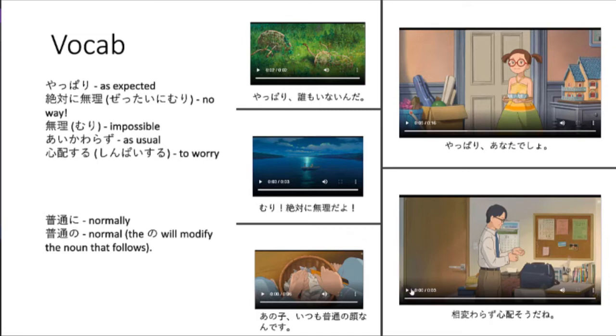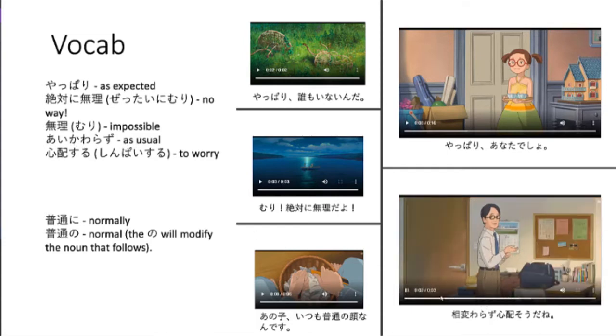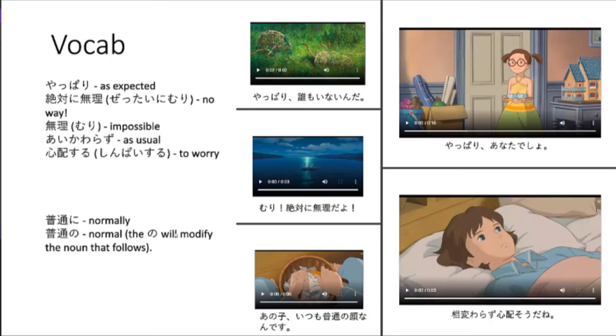We go to this one. 相変わらず心配性だね、お母さん。 Okay, so 相変わらず is, oh, I didn't put it as a vocab. Oh, it did here. Sorry, as hiragana. 相変わらず, as usual. お母さんは相変わらず心配そうだね. So, as usual, your mom seems to be worried, which has the verb 心配する, which means to worry. We looked at 普通に last week, but here we've got something else.